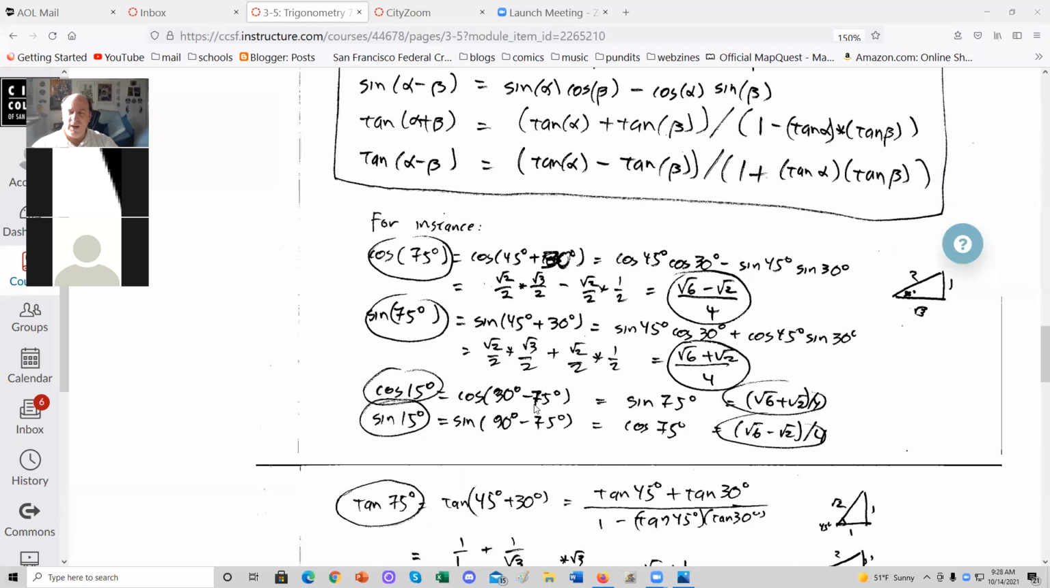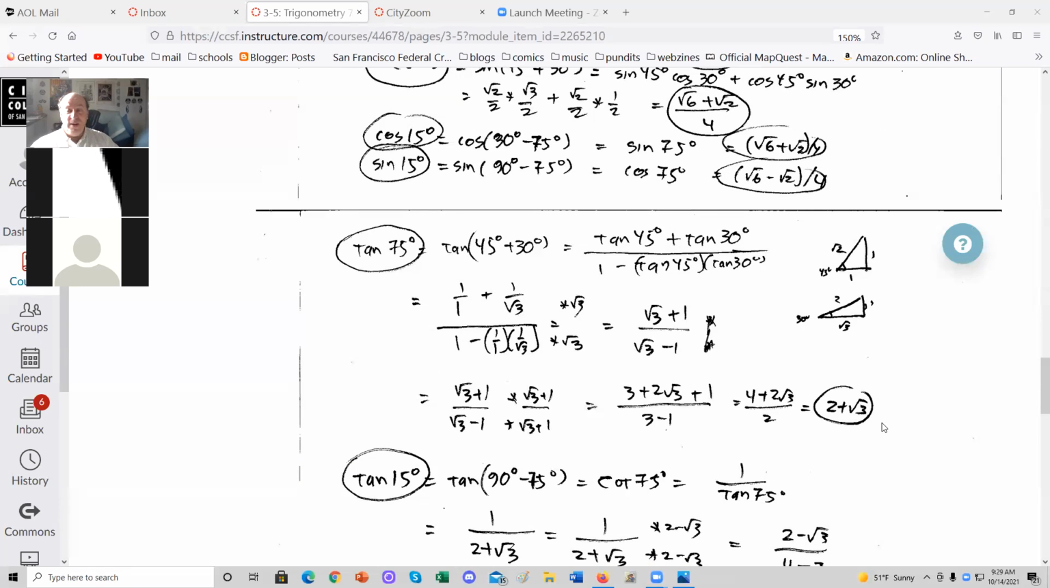Cosine of 15 degrees, that's sine of 90 degrees minus 75 degrees. So therefore that's sine of 75 degrees, and therefore this, root 6 plus root 2 over 4. And sine of 15 degrees is sine of 90 degrees minus 75 degrees. And that's cosine of 75 degrees. Therefore this, root 6 minus root 2 over 4.